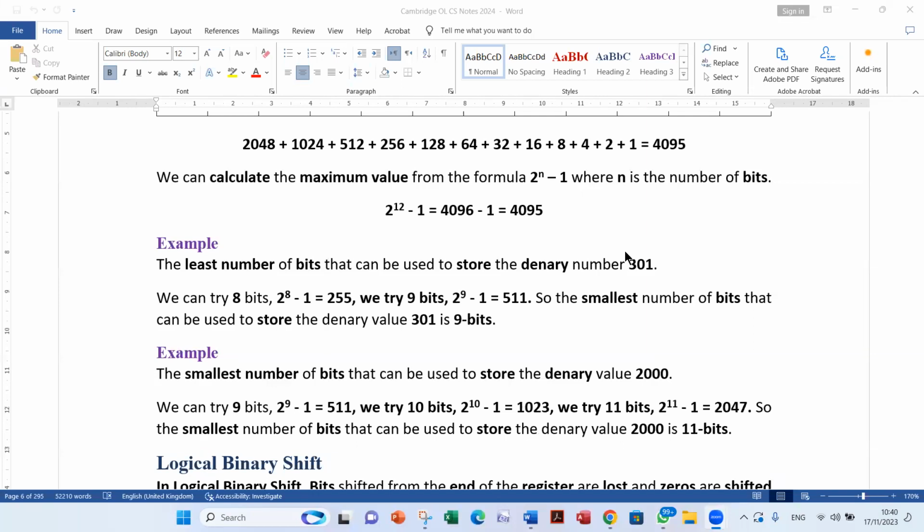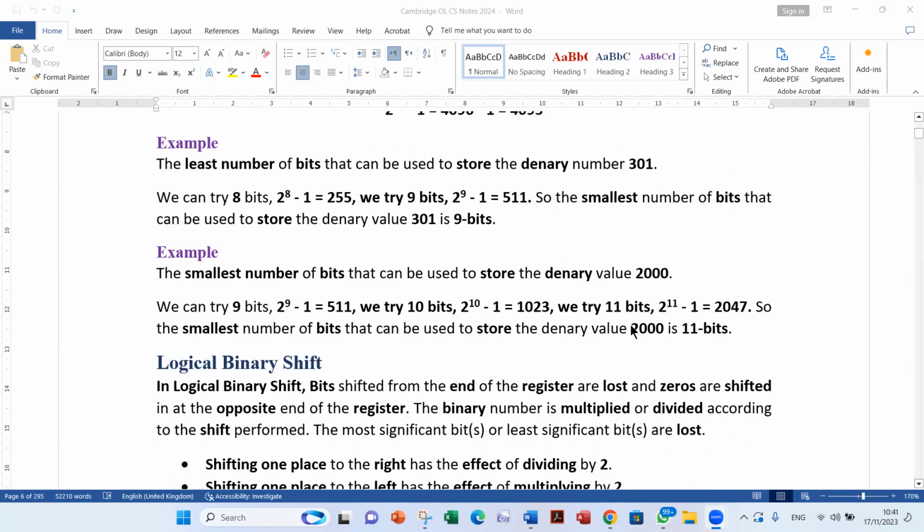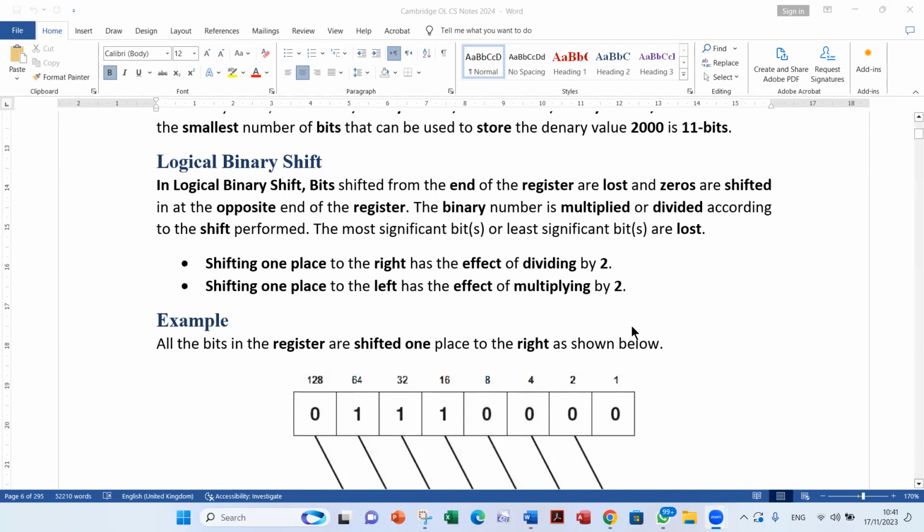We try 11 bits. 2 to the power of 11 is 2048 minus 1, 2047. So the smallest number of bits that can be used to store the denary value 2000 is 11 bits. If you say 12, you will not be awarded a mark, because 11 is enough. Excellent. Let us study another topic, a very easy one.